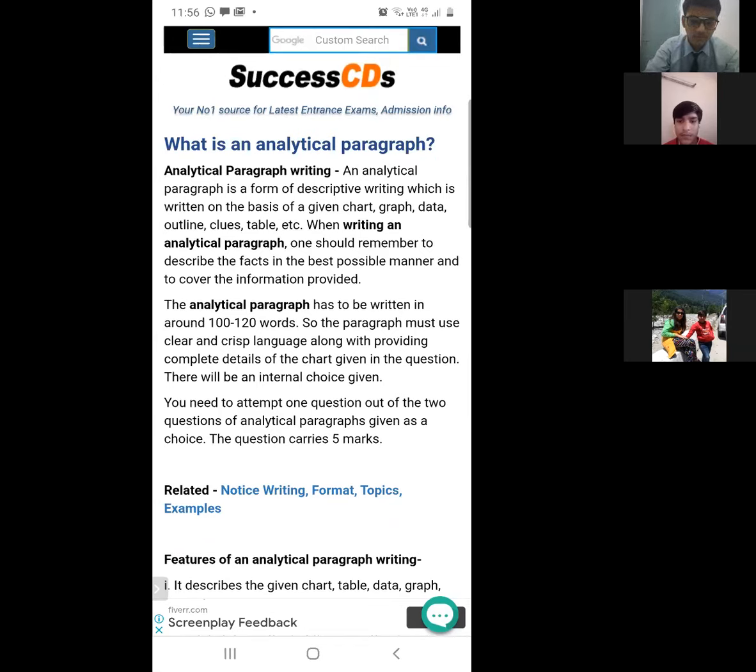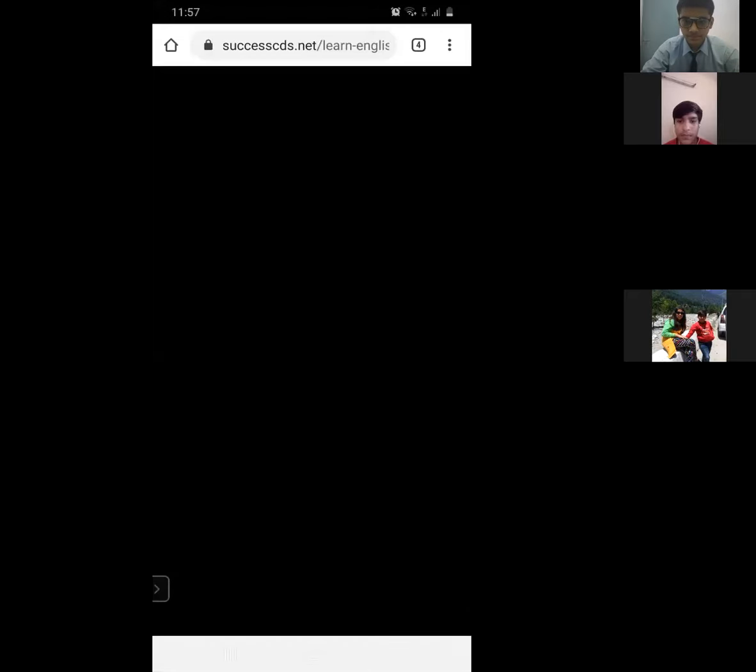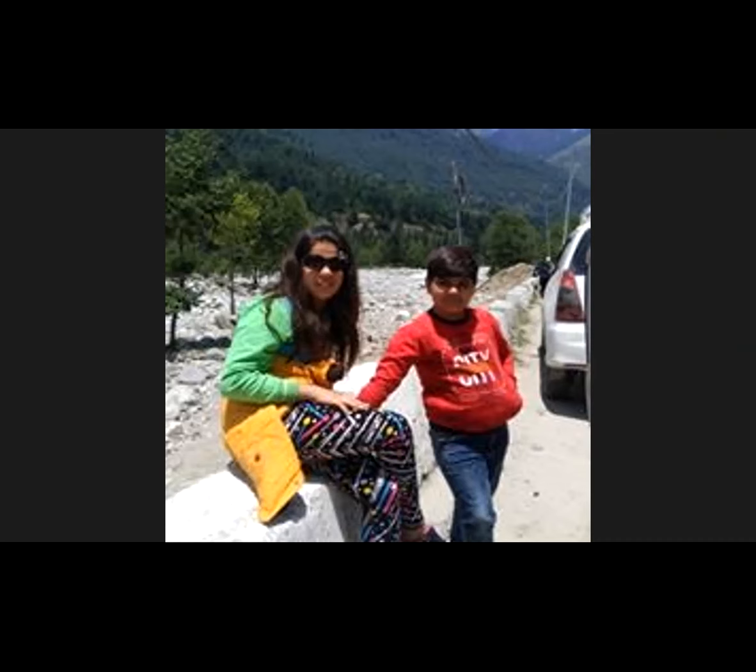For any writing skill, the bottom line remains the same: plus 20, minus 20 is acceptable. You can go up to 130, 140, but please do not go beyond. Similarly, 120 is the maximum limit, so you can come down to 100, but please do not make it 80 and do not cross 140, right? The paragraph must use clear and crisp language along with providing complete details of the chart given in the question. I think all these things are very clear to you.